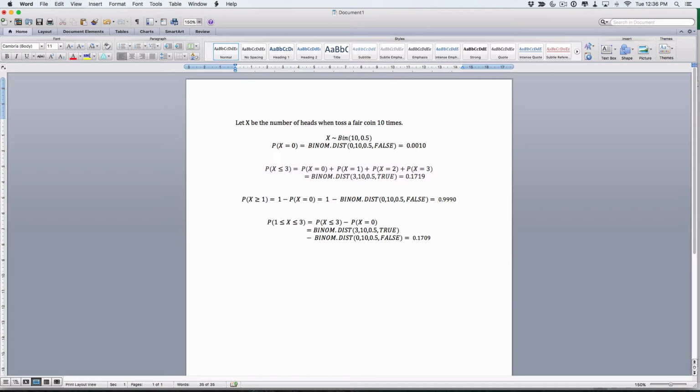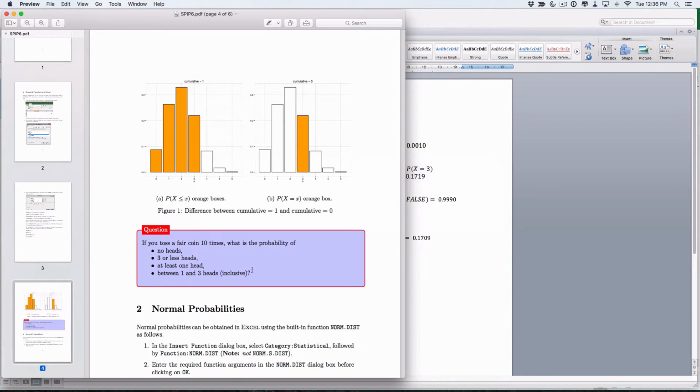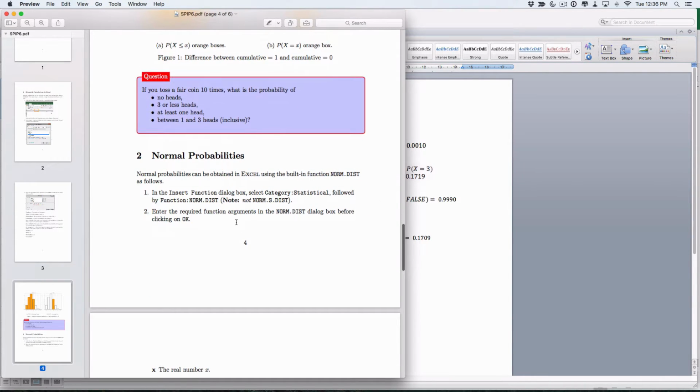So there's all the stuff, all the working, the commands and everything. So what about normal? Well, now instead of norm, we use norm dist. There is actually one called a norm sdist, which is for your standard normal. Remember, your standard normal is a special type of normal that has a mean of 0 and a standard deviation of 1. So you can either use these in norm dist or you can standardize and then use a standard normal.